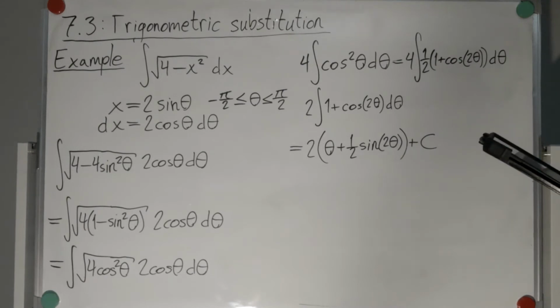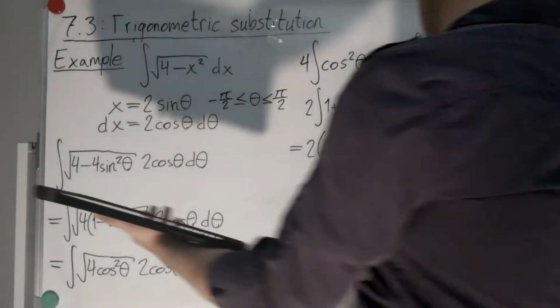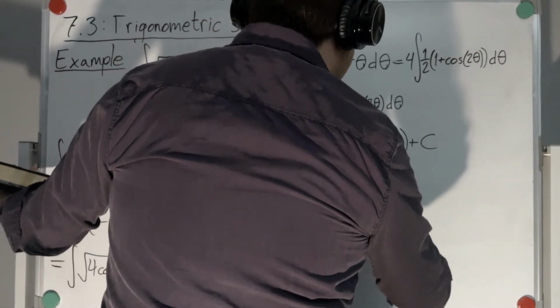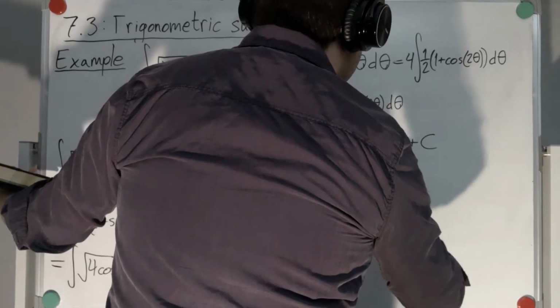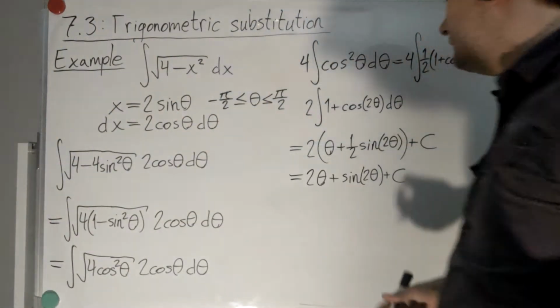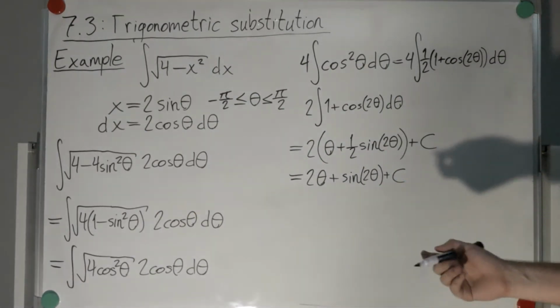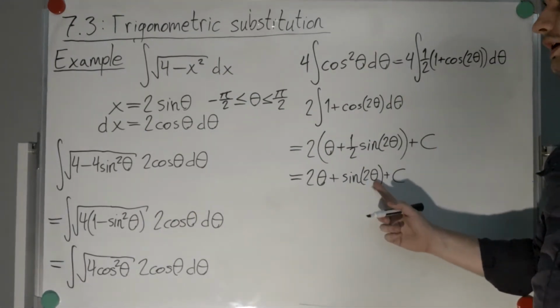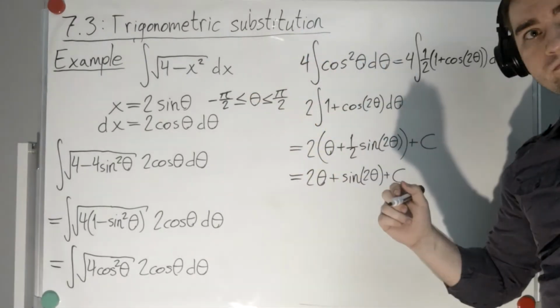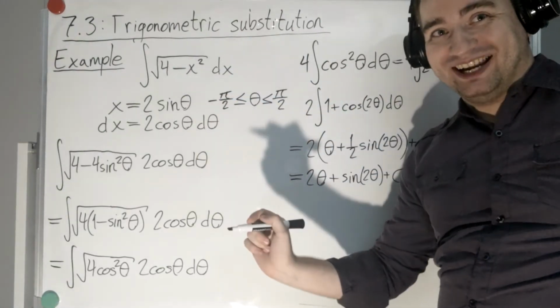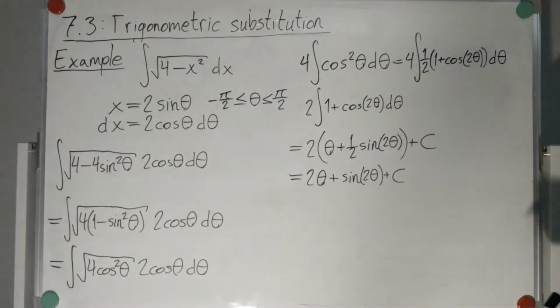Okay, so now next up, once again, there's something unsatisfying about this answer because it's not in terms of the original variables. So in order to figure it out in terms of x, we're going to once again draw a right triangle and figure out a relationship between sine of 2 theta and x. Sine of 2 theta is definitely not 2 sine theta, by the way, okay? Just to be clear about that.